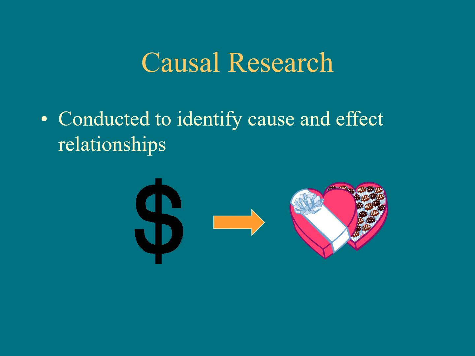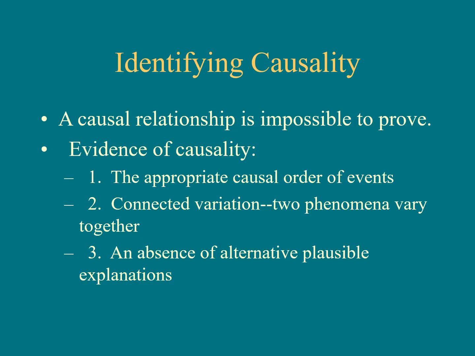Causal research is conducted to identify cause and effect relationships. Identifying causality: causal research is impossible to prove. Evidence of causality: 1, the appropriate causal order of events; 2, concomitant variation, where phenomena vary together; 3, an absence of alternative plausible explanations.